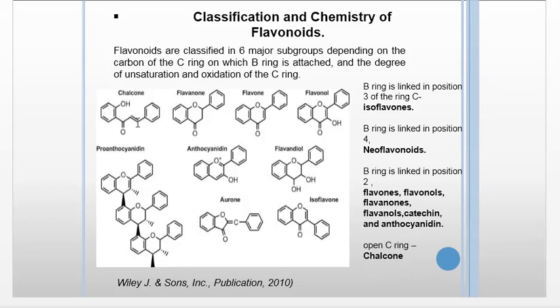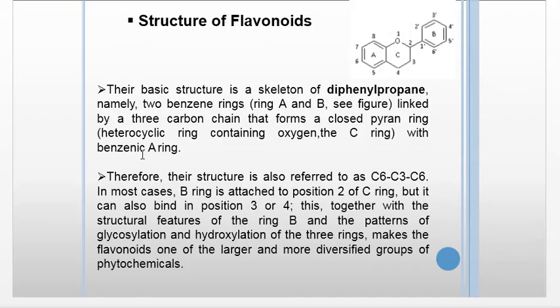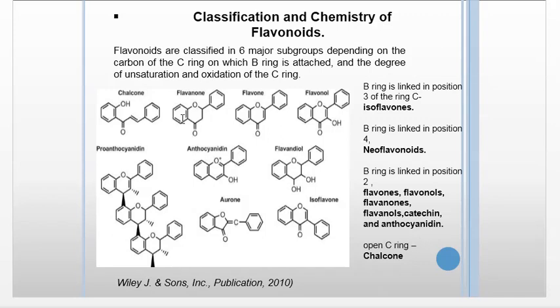This is an open C ring. If you remember our structure, in flavonoids we have three main rings: A, B, C. But in chalcone, the C ring is in an open state.